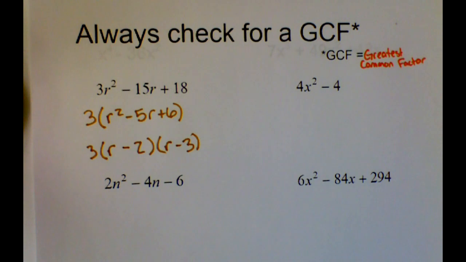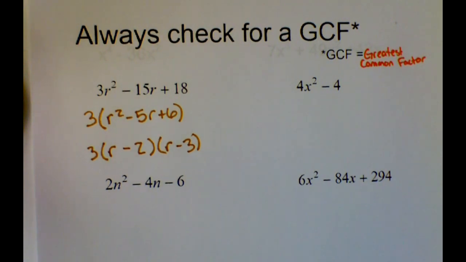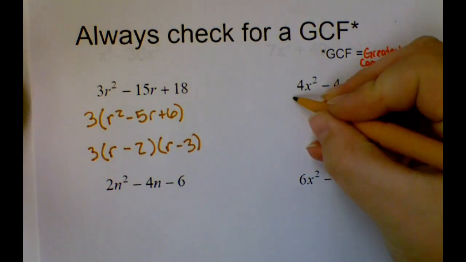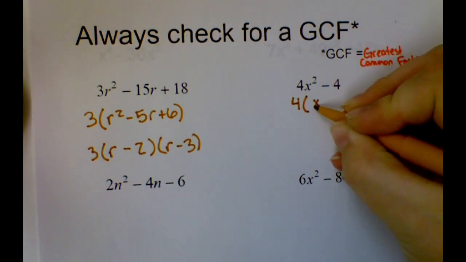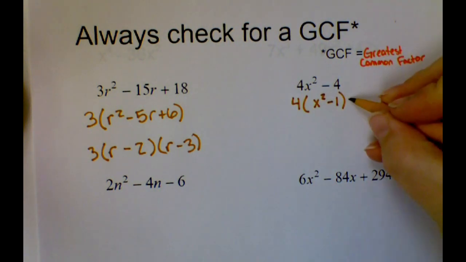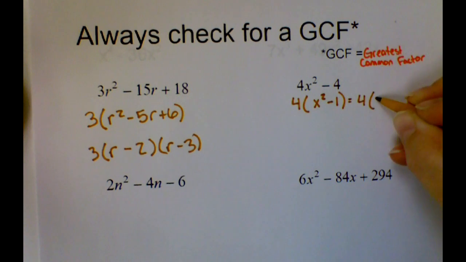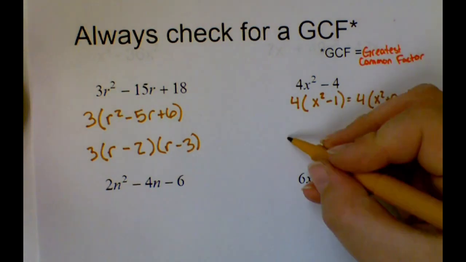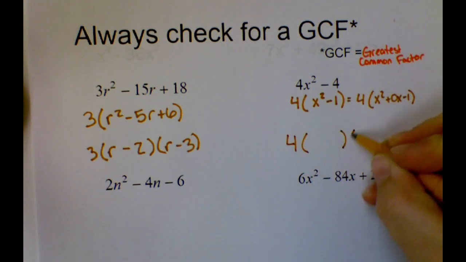For 4x squared minus 4, I start with my GCF. Well, they both have a 4, so I'm going to take a 4 out. Leaves me with x squared minus 1. Remember, anytime you don't have a middle term of x, there's secretly a 0x hiding in there. So I need two numbers that multiply to negative 1 and add to 0. My 4 comes along for the ride.